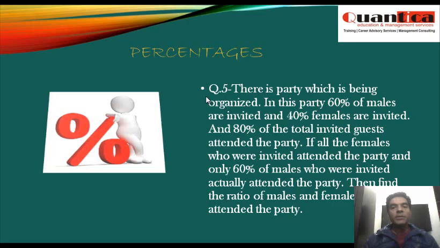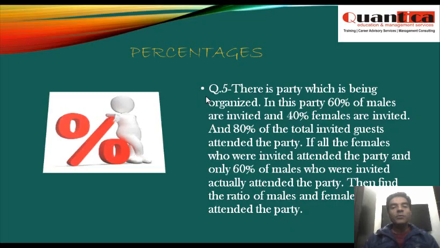If all the females who were invited attended the party and only 60% of the males who were invited actually attended the party, then find the ratio of males and females who attended the party. Now the easiest way of solving these kinds of questions is that you can assume that the total people who were invited were 100, for example.